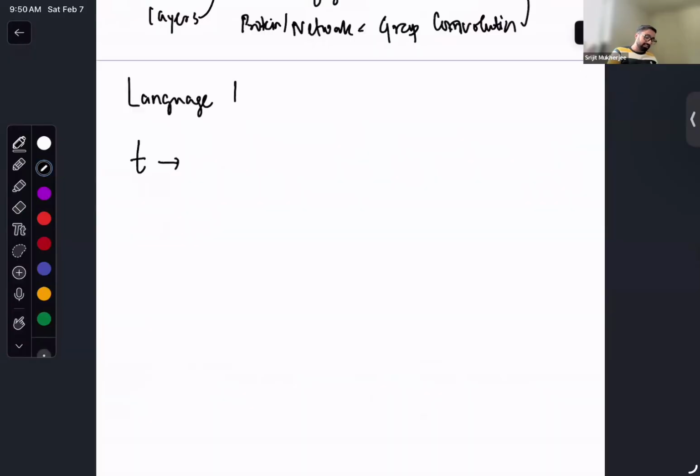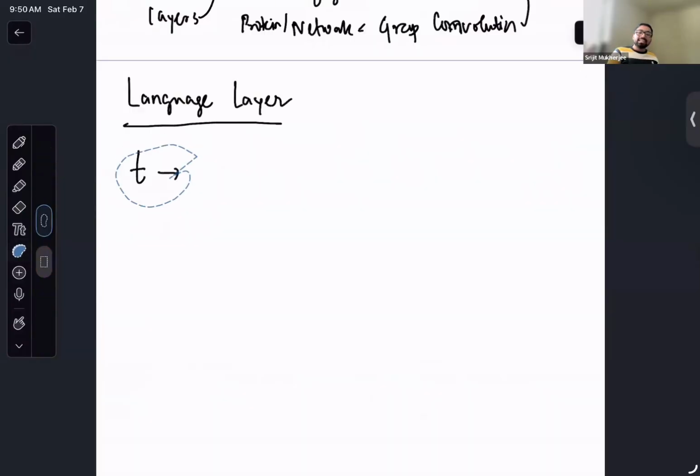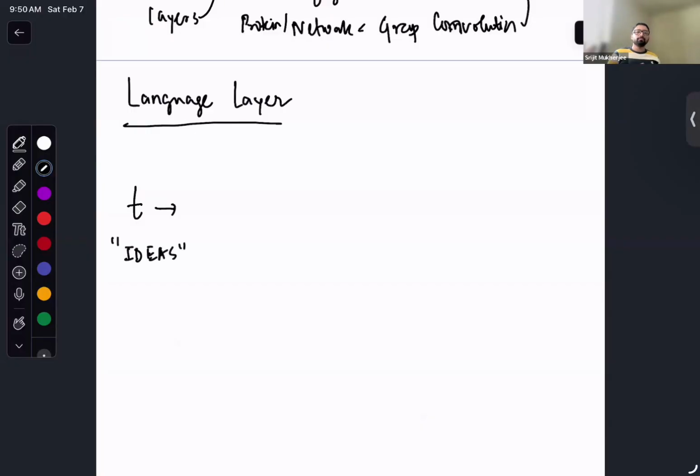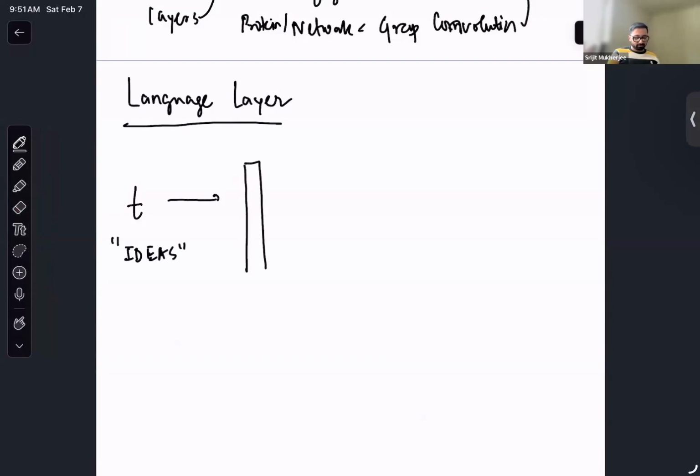In language, now the language layer, I would call it. In the language layer, you have a token. Let's say a word like ideas. It's a word. The first step is to convert this token into a vector.